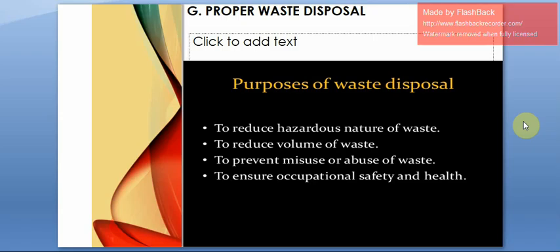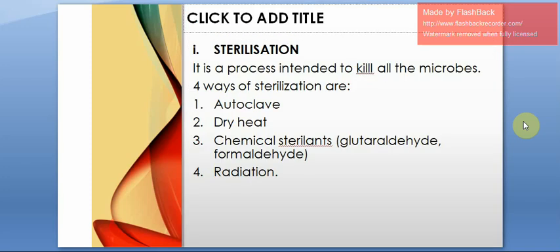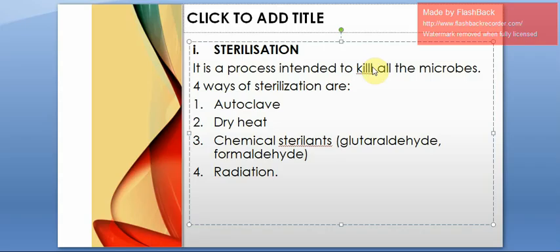Next, this I have already told, proper waste disposal or biomedical waste management, that you have to study from last year's topic. Next is regarding sterilization. This also comes under universal precaution. It is a process intended to kill all the microorganisms. We have different methods of sterilization like autoclave, dry heat, chemical sterilants like glutaraldehyde or formaldehyde, and using radiation. This sterilization portion we have studied in foundations. I am not taking it in detail.